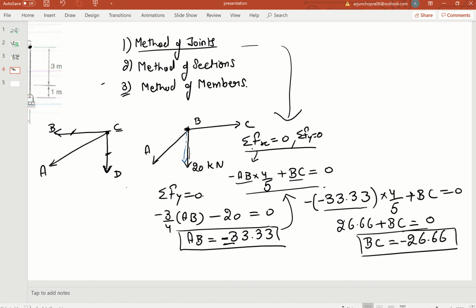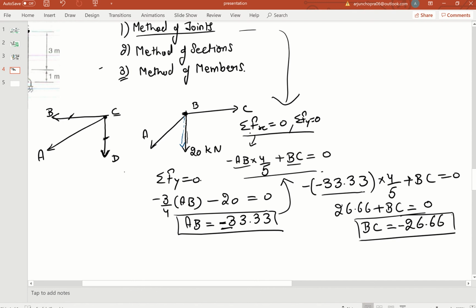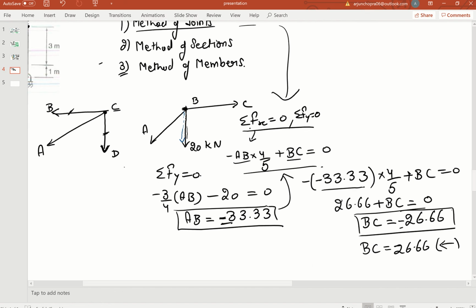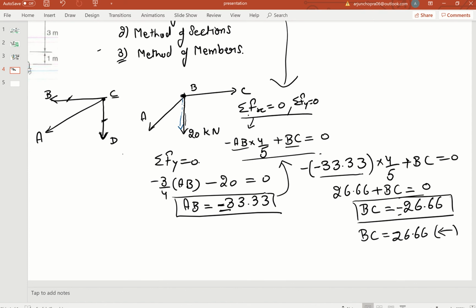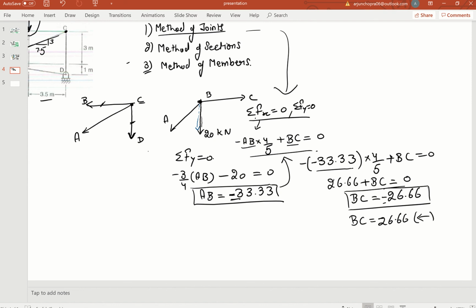Or I can say that the direction we assumed for BC was away from the point B, but because this is a negative sign, I have to change the direction of 26.66, and this direction will change to this side. That will be the answer value for BC. But I don't need to find the value of BC, I need to find my final answer. I need the AC. That's what matters to me. I shouldn't say I don't need to find BC, I do need it, but it doesn't matter what the value of BC is.